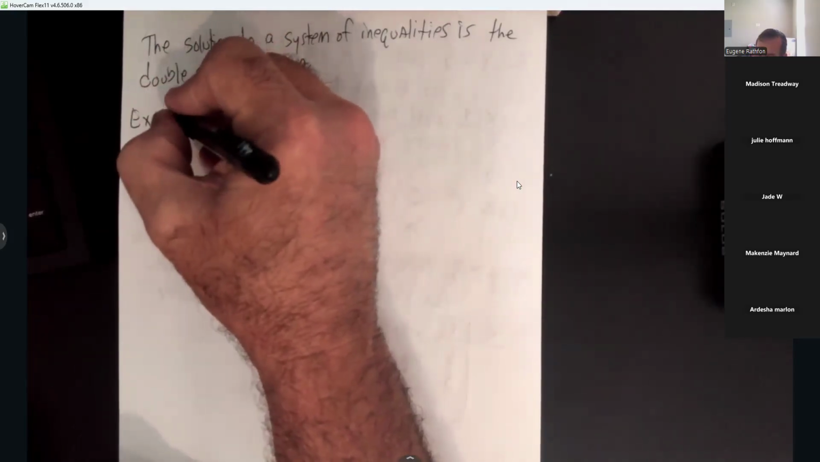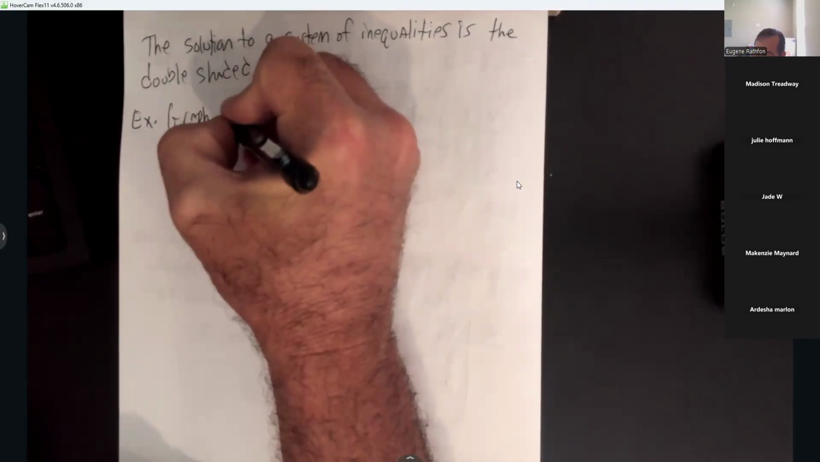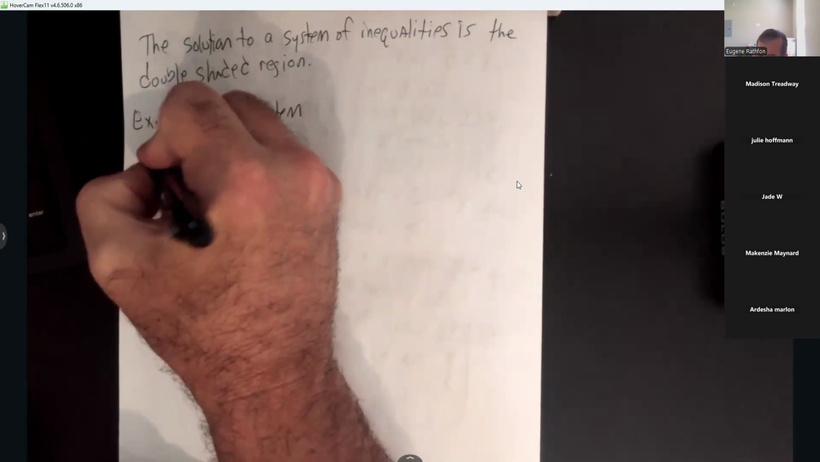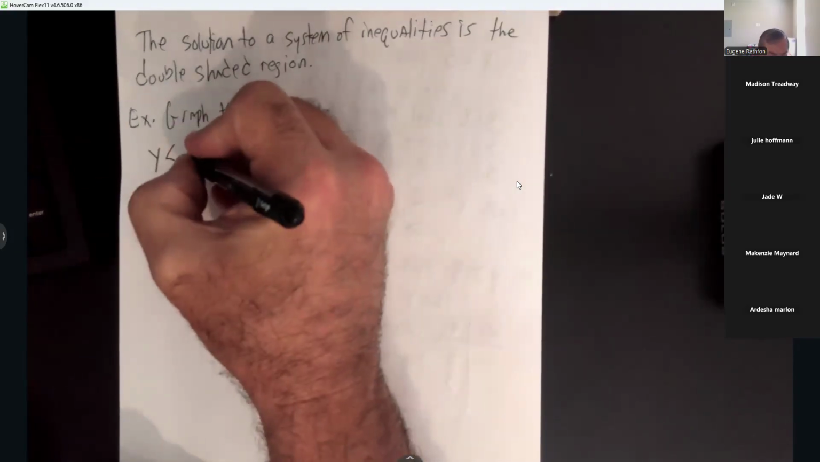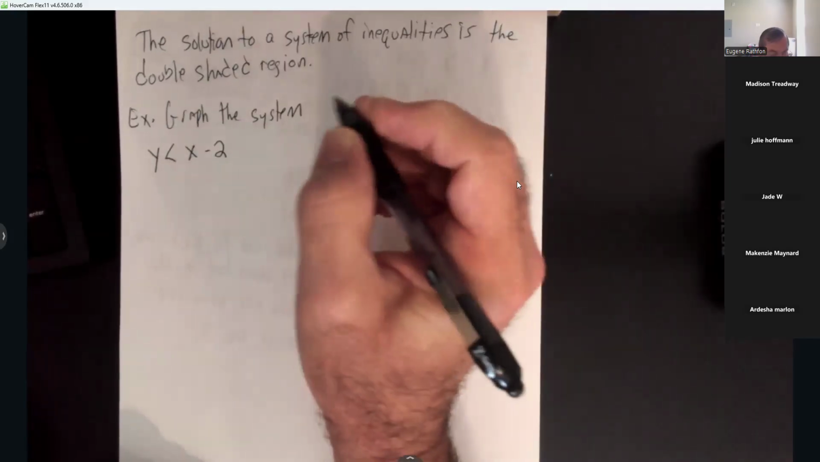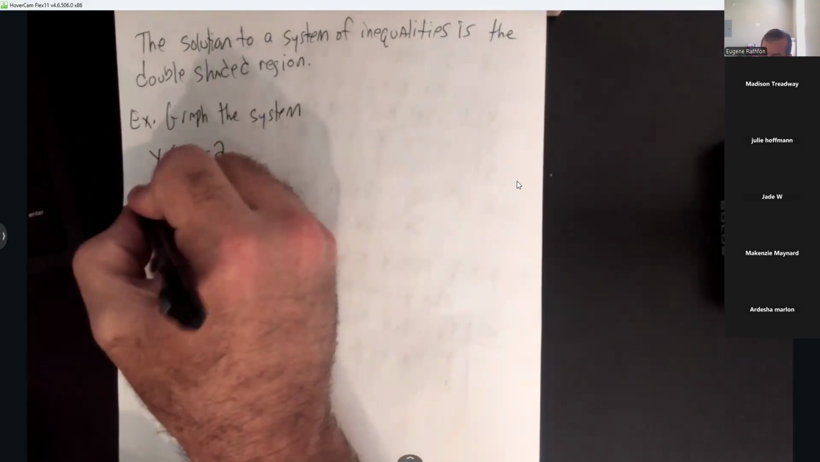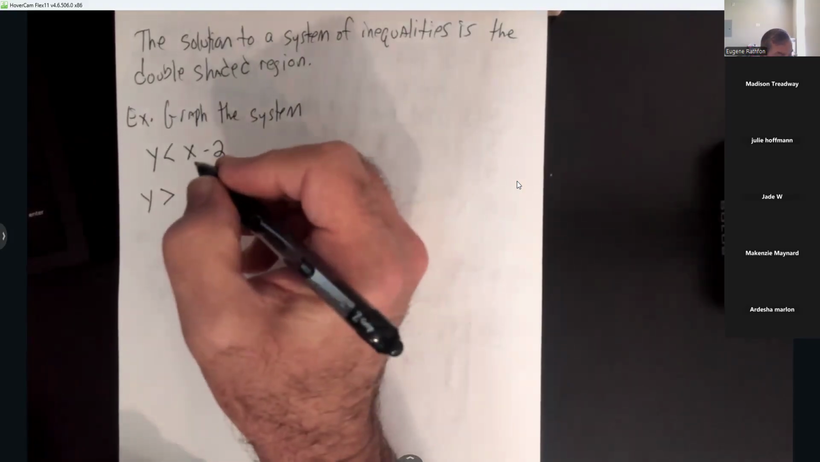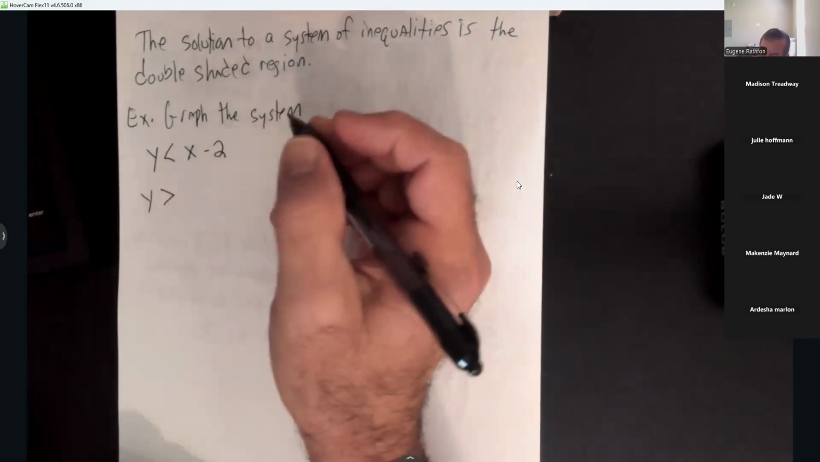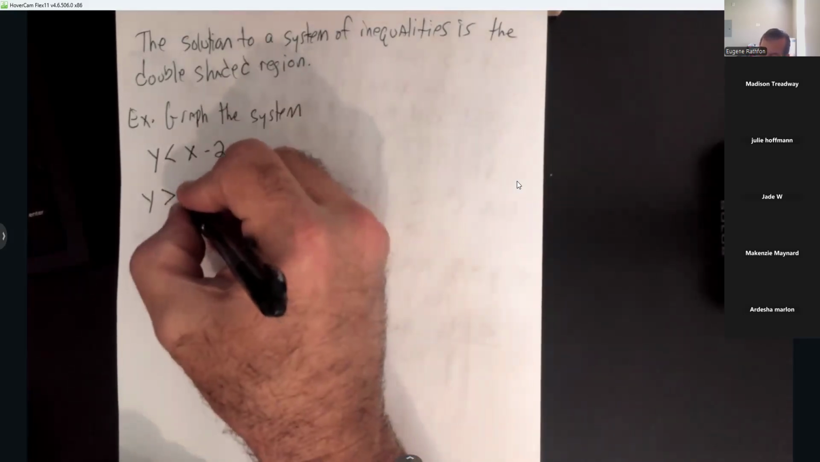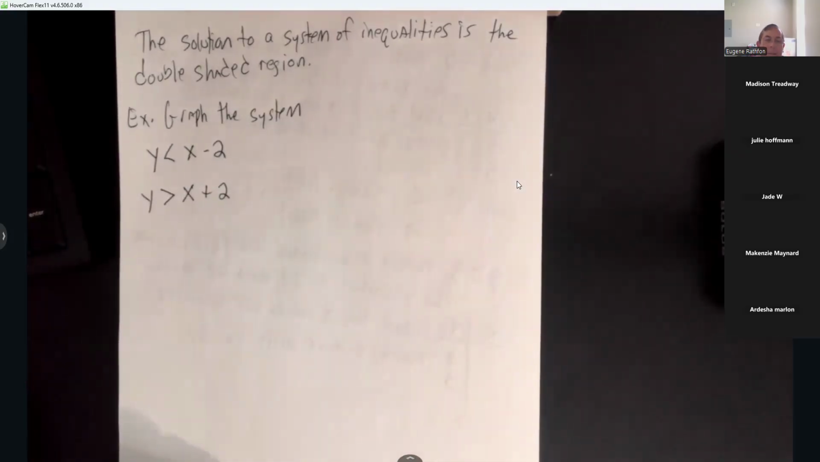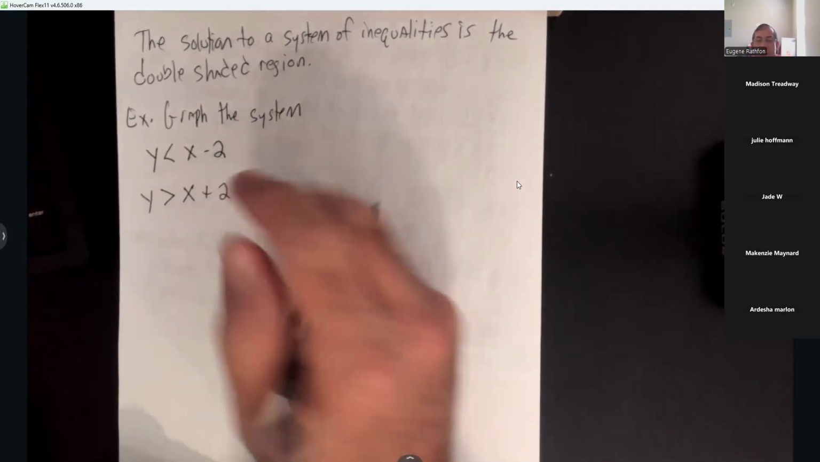So we're going to graph the system. So y'all, I'm going to do y is less than x minus 2. And then this one will be y is greater than, oh, how about x plus 2? Yeah, just for an example here, let me just do these two, okay?